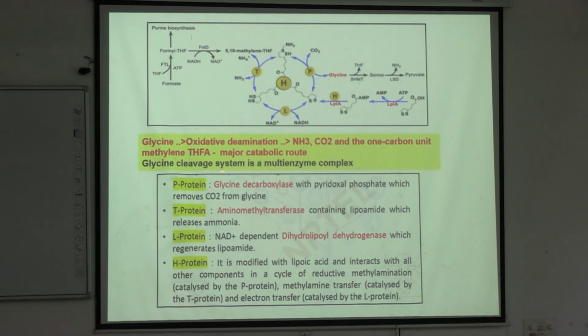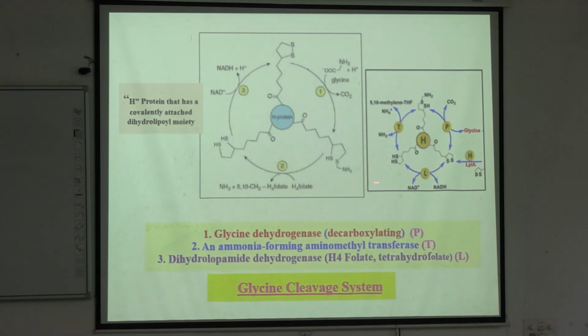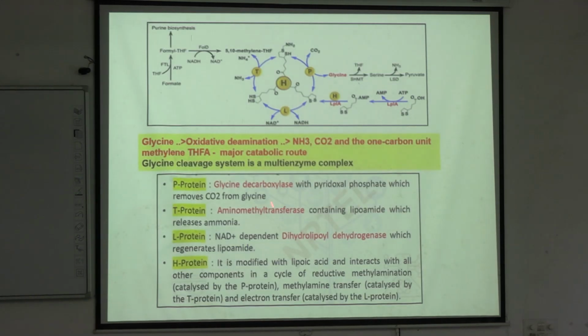So, you see there are four proteins: P protein, T protein, L protein and H protein. I am showing it here. You see H protein is here, P is there, T is here and L is there. Okay. So, these 1, 2, 3 are basically P, L and T. So, glycine undergoes oxidative deamination. As I told you, when you do a deamination, when it is coupled with oxidation, that is called oxidative deamination. Then it produces ammonia and carbon dioxide and 1 carbon unit of methylene tetrahydrofolate, that I told you.